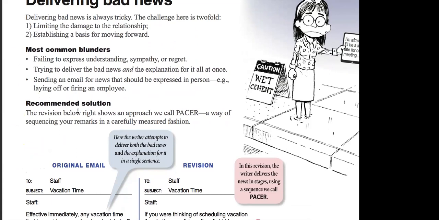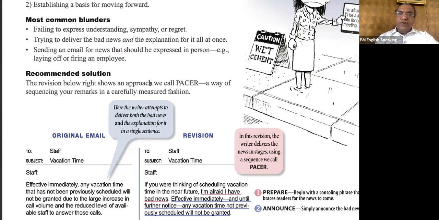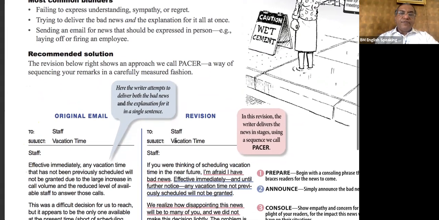The third is sending an email for news that should be expressed in person, that is, laying off or firing an employee. It is self-explanatory. Okay, thanks. Now you can go on mute. So the recommended solution: the revision below shows an approach we call a pacer. We'll learn the pacer technique, a way to sequence your remarks in a carefully measured fashion.